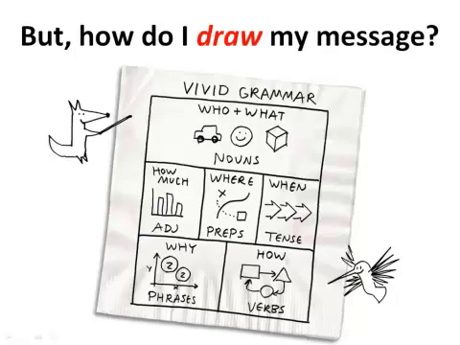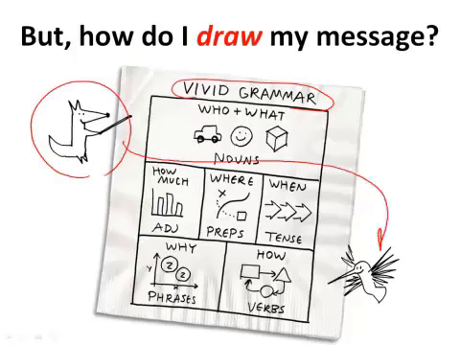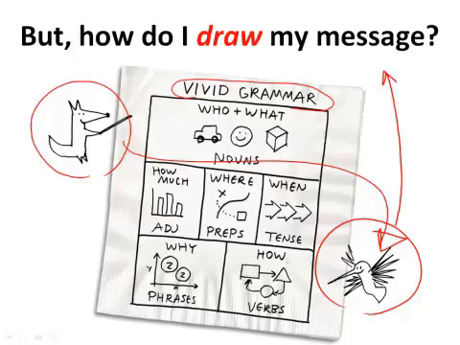Okay, but how do I draw my meeting message? Well, that's really the essence of all of vivid thinking, isn't it? This is really the entire point of vivid grammar. We remember what vivid grammar is. It allows us to take any idea that we think of in words and turn it into a corresponding picture. That picture is going to become the meeting master picture that's going to drive us to the objective in our meeting. I want to walk you through a series of examples because this is so important.